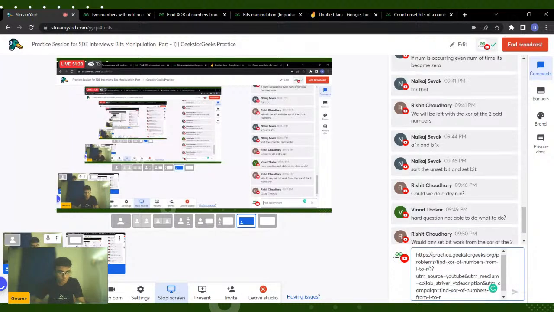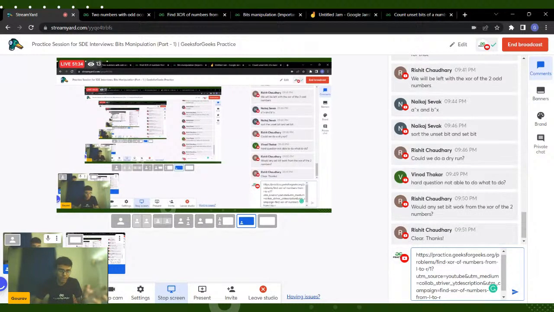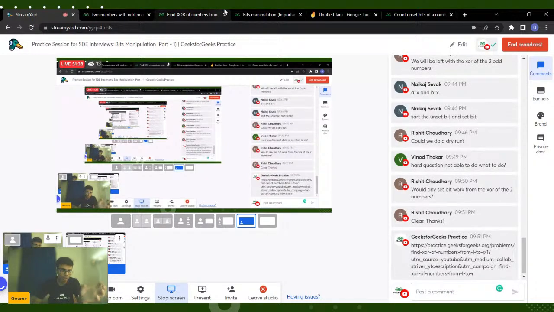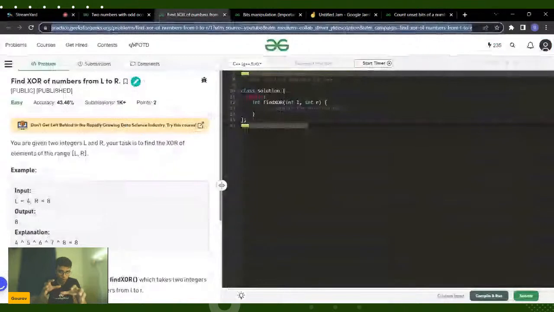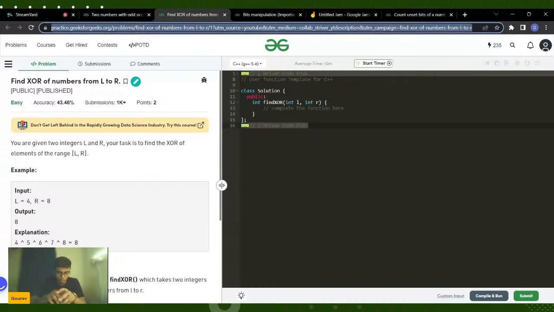This is actually a simple problem again. You have to find the XOR from the range of L to R. I will give you a hint. During the beginning of this session, we discussed a formula about a particular pattern of consecutive XORs from 1 to n. So let's say you want to find the XOR from L to R. What you will do is find the XOR from 1 to R, and find the XOR from 1 to L minus 1.